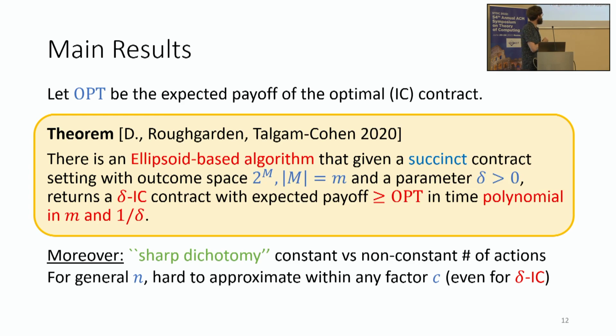And in fact, we have this sharp dichotomy in the paper that if you go to general n, then this problem becomes crazily hard. So it turns out to be hard to approximate within any factor with exact IC, and even for delta IC, delta being sufficiently small.